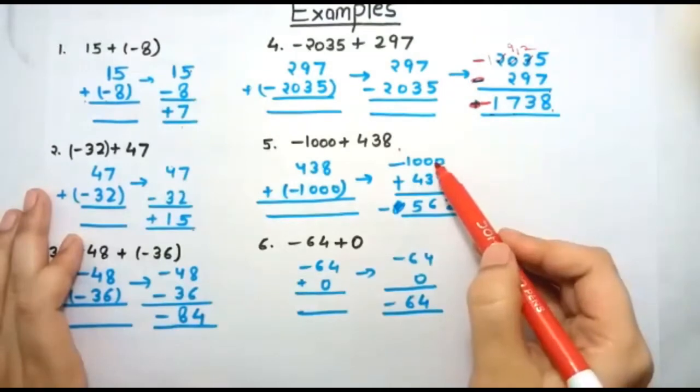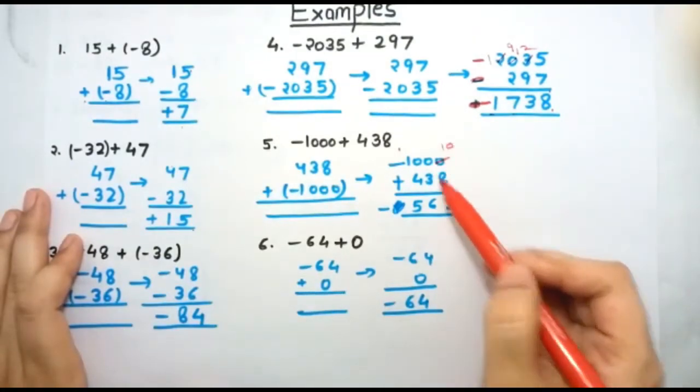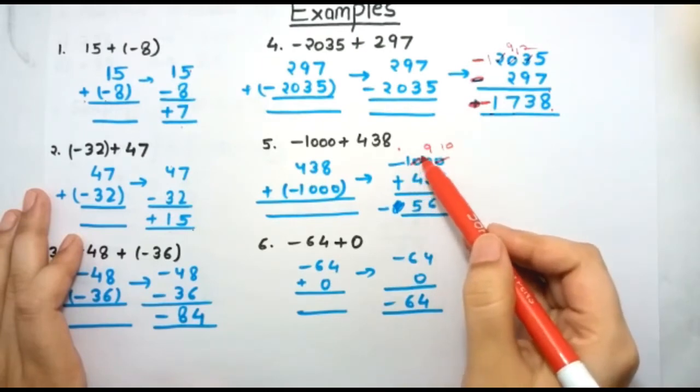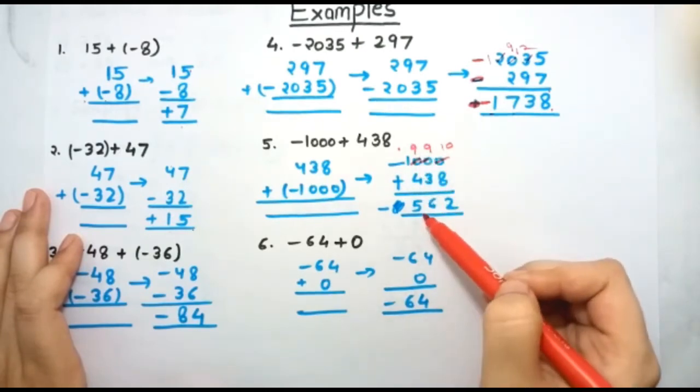How? Here it would become 10. 10 minus 8, 2. Here it would become 9. 9 minus 3, 6. And here also it would become 9. So 9 minus 4, 5.